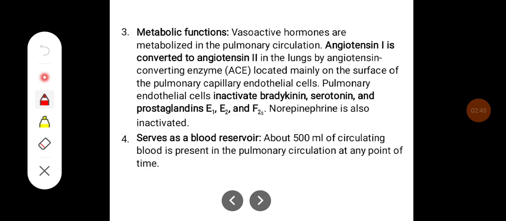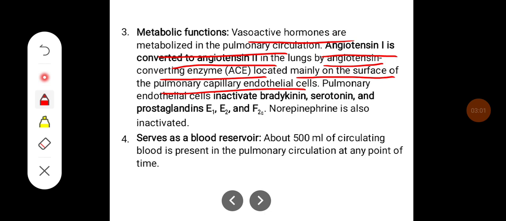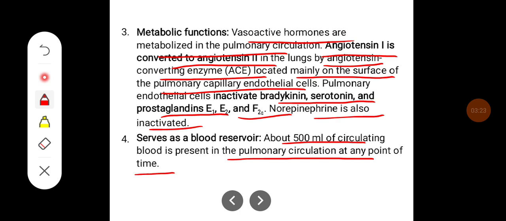Also serves metabolic function. Vasoactive hormones are metabolized in the pulmonary circulation. Angiotensin 1 is converted to angiotensin 2 in the lungs by angiotensin converting enzyme located mainly on the surface of pulmonary capillary endothelial cells. Pulmonary endothelial cells inactivate bradykinin, serotonin, and prostaglandins E1, E2, and prostaglandin F2 alpha. Norepinephrine is also inactivated. It also serves as a blood reservoir. About 500 ml of circulating blood is present in the pulmonary circulation at any point of time.